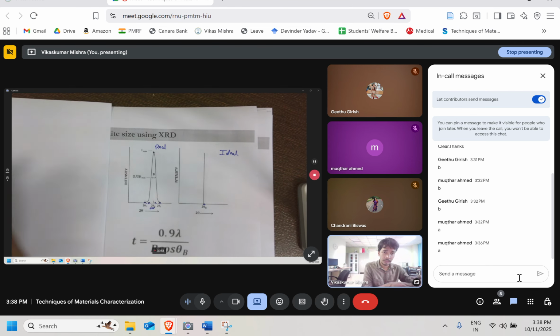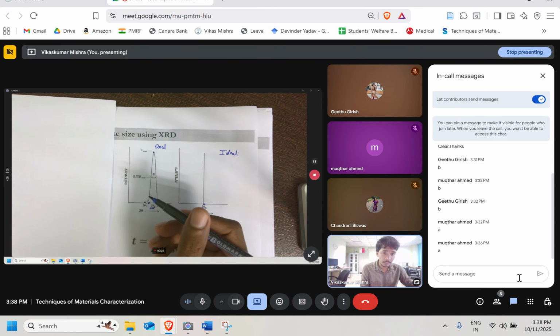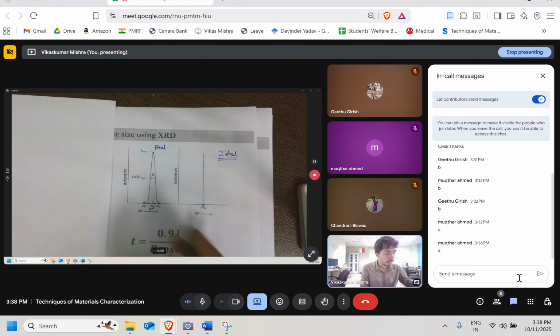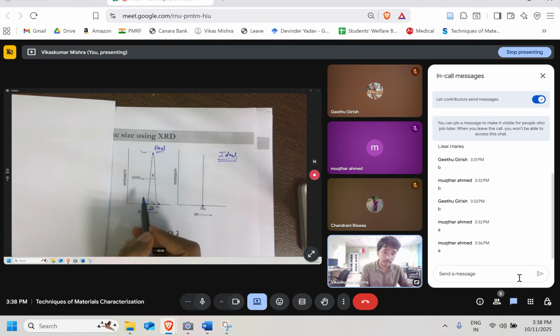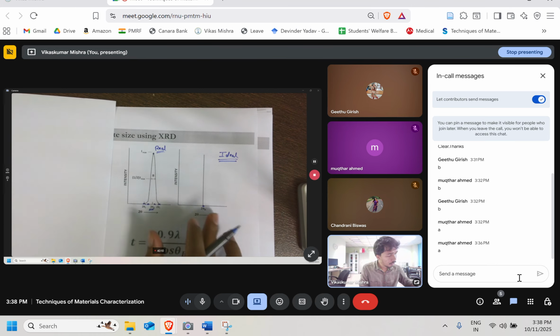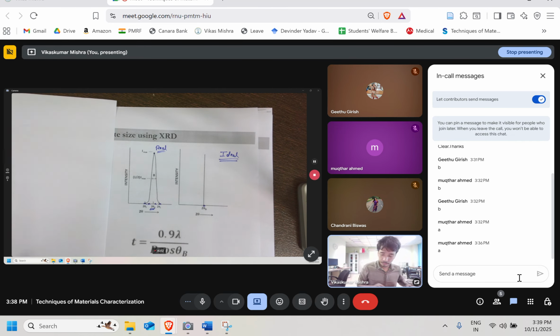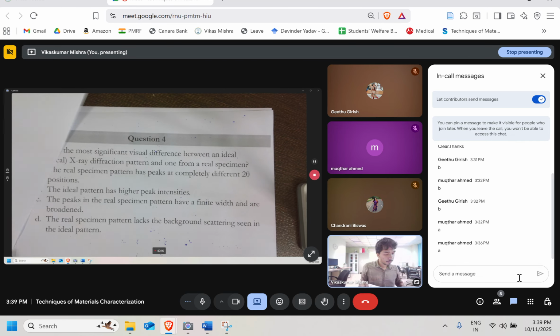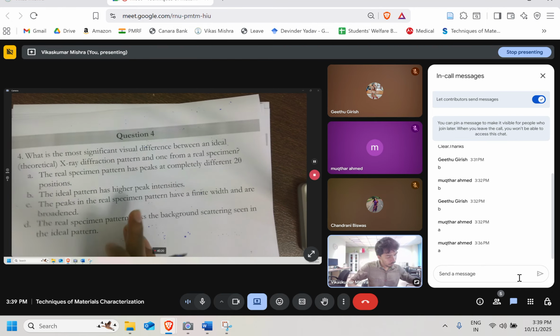Okay, there is a peak type of thing, a broadening type of thing. In the ideal crystal we can see there is no broadening, but in the real crystal we can see that the broadening is there. Okay, so this is the difference between the ideal and the real crystal. Now let's try to answer the question. I will put it at the same position from where I took it.